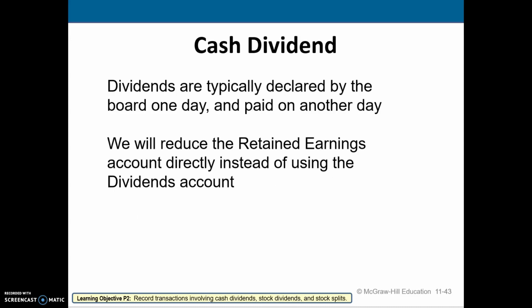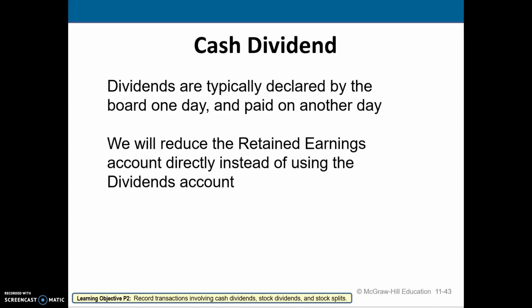We're going to see dividends are a little bit more involved than this. Typically the board declares the dividends, and then it's not going to be paid until later. If you're a smaller corporation, it's possible that you might declare the dividends and then cut the checks or electronically transfer the money the same day. But typically, it's going to happen on different days.